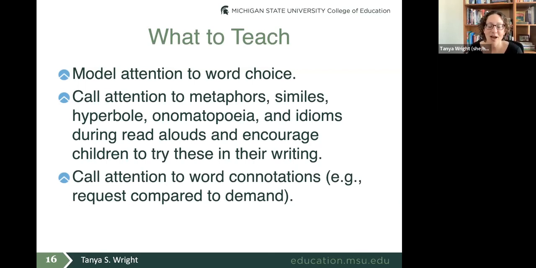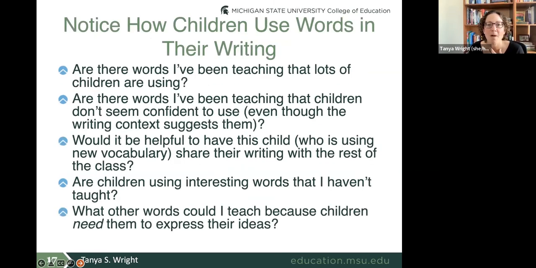So all in all, I'm really not even sure how we could do writing without talking about words and what words mean. Of course, that's going to be critical, but some of these specialized ways that we use words in written language especially are going to be important to point out to children. Okay, and then of course, noticing how children use words in their writing. This can help a lot with knowing what else needs to be taught, right?